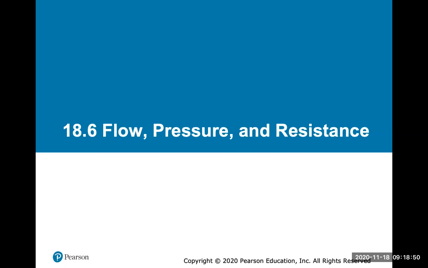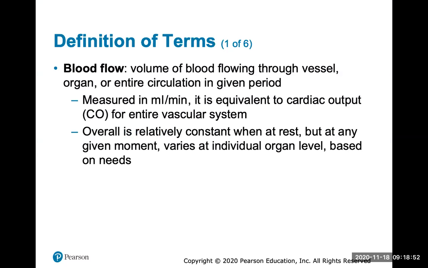So I'm just trying to get through this. Thanks for listening. We talked about the anatomy of blood vessels, and now in this part B, we'll talk a little bit of physiology. Blood flow is the volume of blood flowing through a vessel, organ, or entire circulation in a given period. It's measured in milliliters per minute. It's equivalent to cardiac output for the entire vascular system.